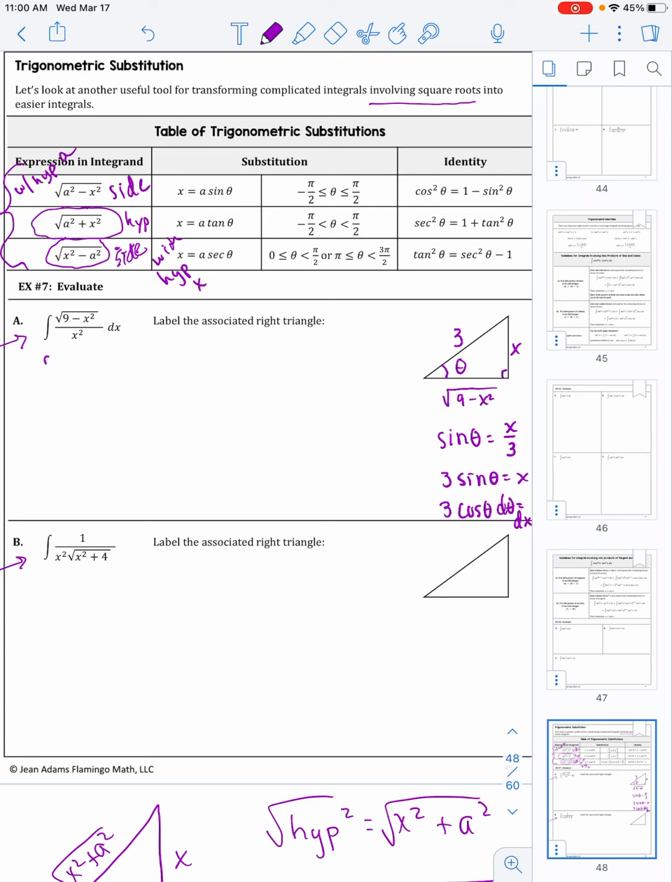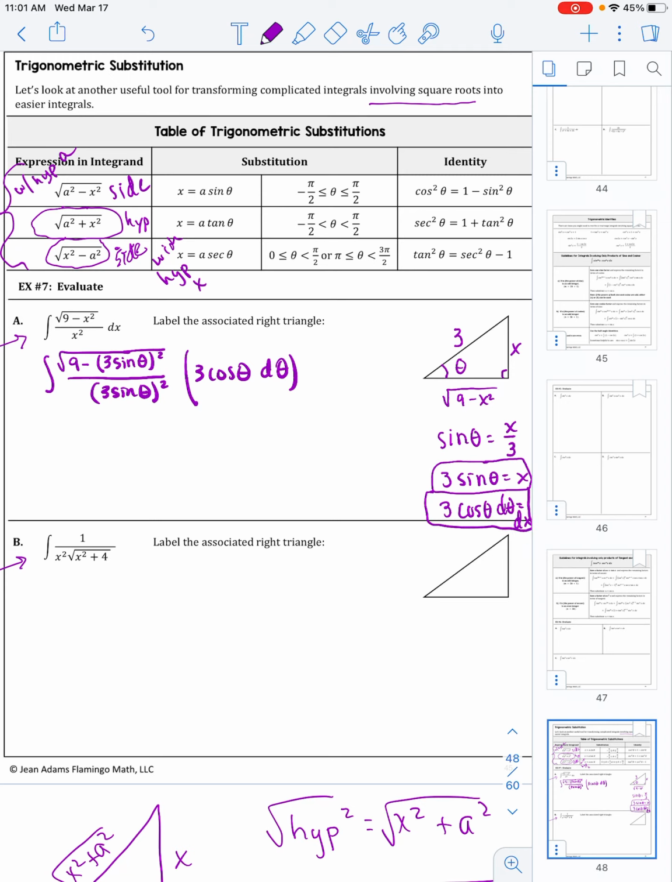And so you come over here, and because you know what x stands for now, 3 sine theta, you're going to put that in. So square root of 9 minus, and instead of x, you're going to put 3 sine theta squared, and then over 3 sine theta squared, and then you're going to put your equivalency for dx in, which is 3 cosine theta d theta. So I put in my equivalency for x and my equivalency for dx based on that.